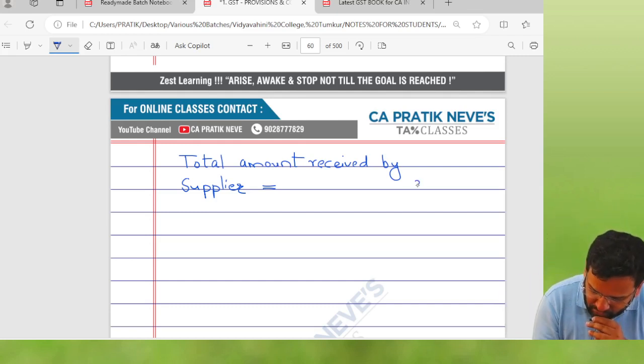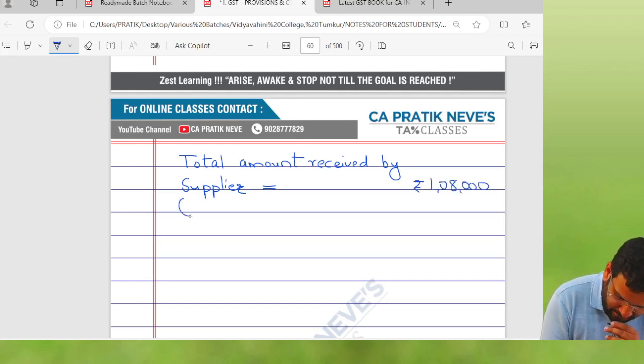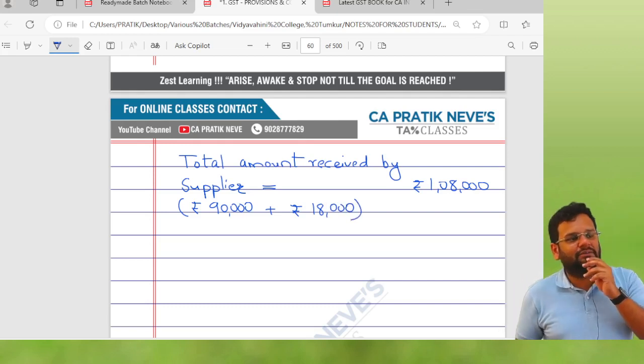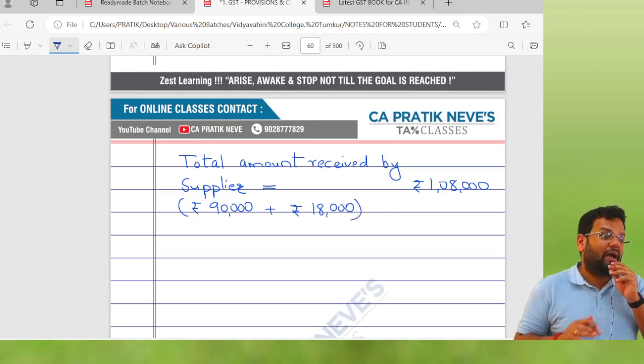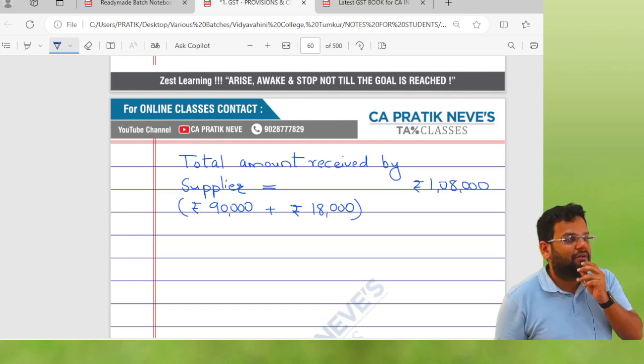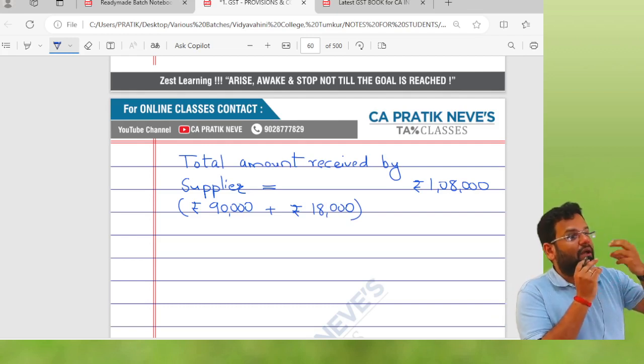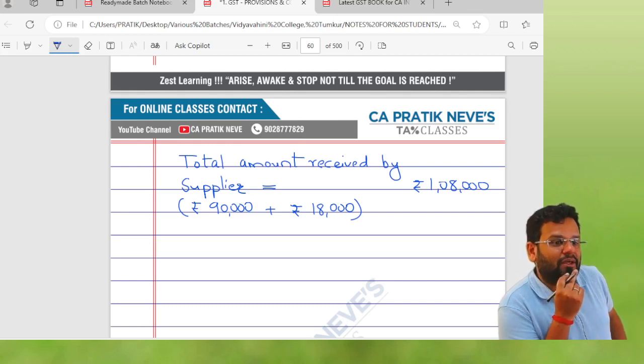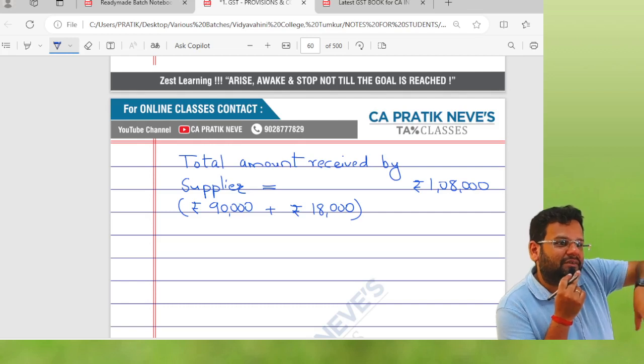How 1 lakh 8,000? 90,000 plus 18,000. Do you agree with me? Now why am I telling you all these things? Because you can be having only bank statement access, and you can be shown the amount received after TDS, and you can be asked what is the assessable value.